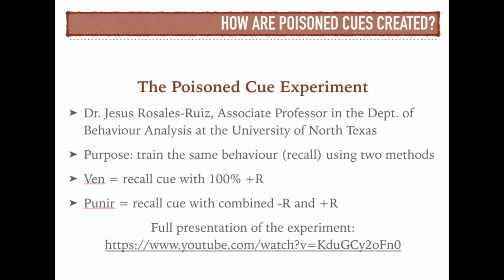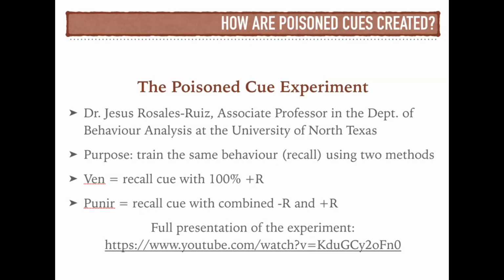Now that we've seen a couple of examples of poison cues, I want to do a deeper dive into how they are created. I'm going to begin by just briefly recapping an experiment that was done to highlight how important it is to understand poison cues and the far-reaching impact they have.